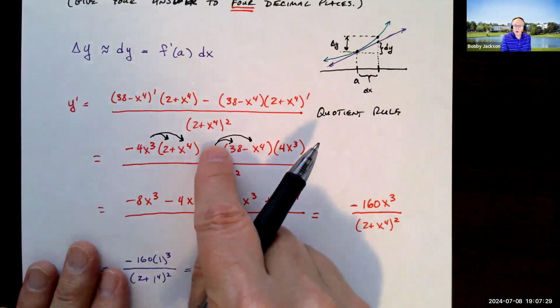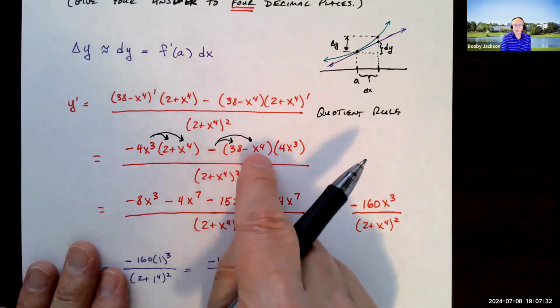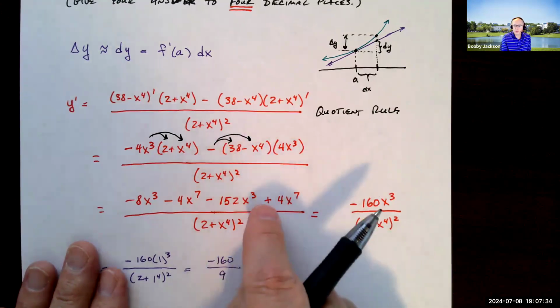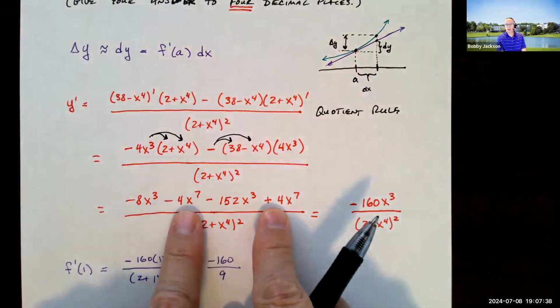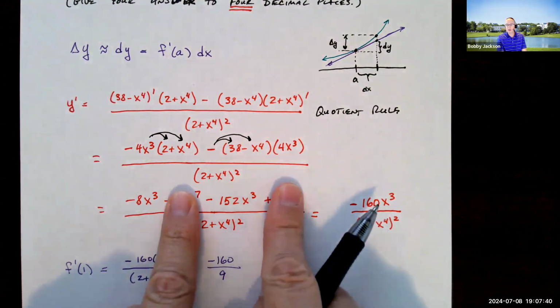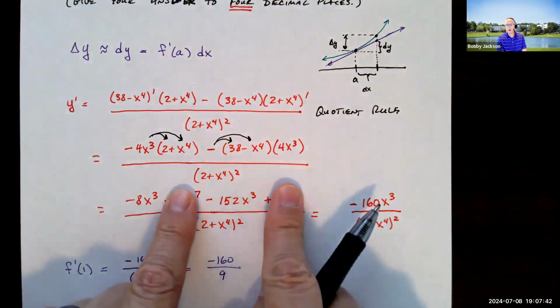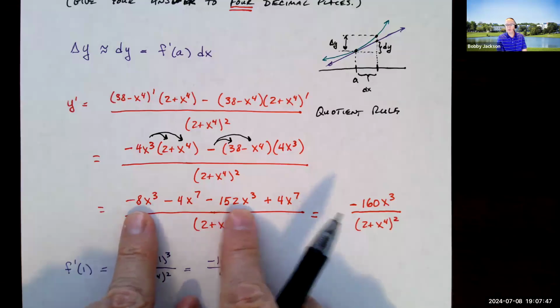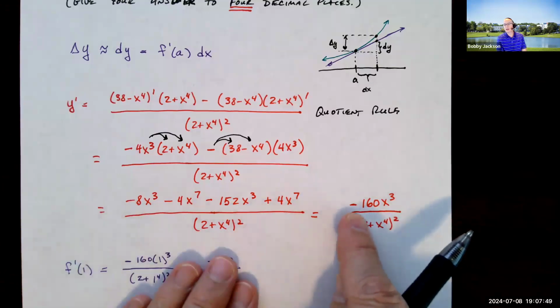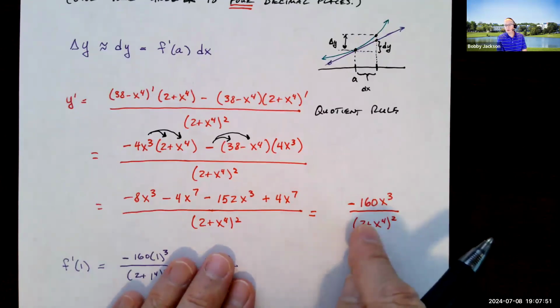And then be careful, negative times negative is positive. x to the fourth times 4x cubed is positive 4x to the seventh. So be real careful there. That's important because notice the negative 4x to the seventh plus 4x to the seventh, those will simplify to 0. And then notice these two terms are like, negative 8 and negative 152 is negative 160 x cubed. So there's the derivative simplified.